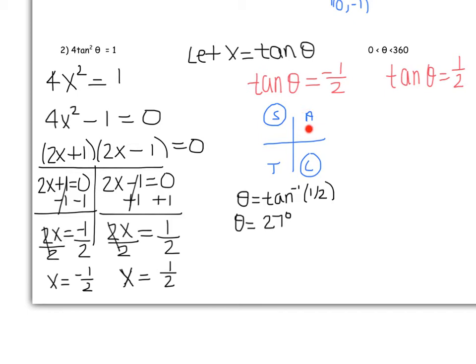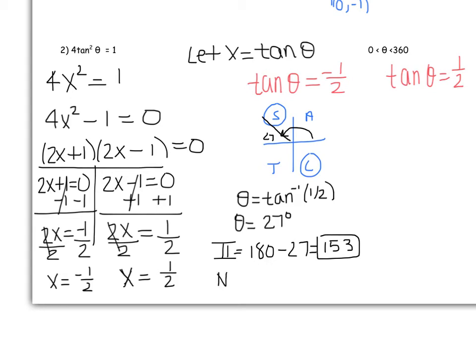Now that theta being 27 degrees is your reference angle. So my reference angle is in quadrant 1. I don't want that, but I need to use it to help me find the angle in quadrant 2 and the angle in quadrant 4. Remember, reference angle of 27 would be here. How do I find this angle? So for quadrant 2, we're going to do 180 minus 27. So go ahead, put 180 minus 27 in the calculator, and you should get 153. That is your angle in quadrant 2.